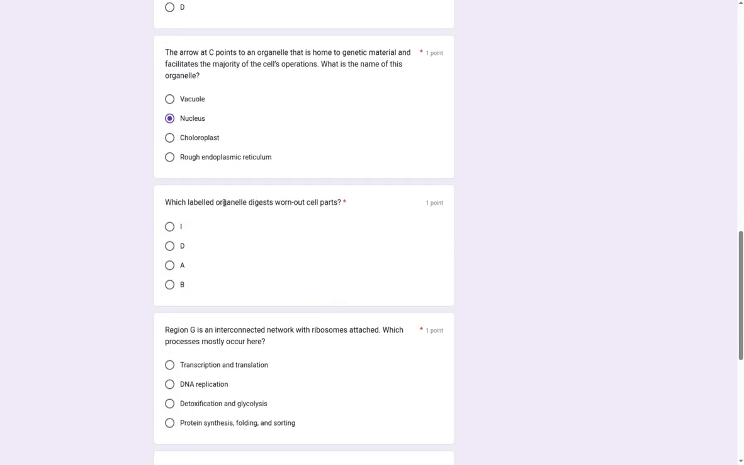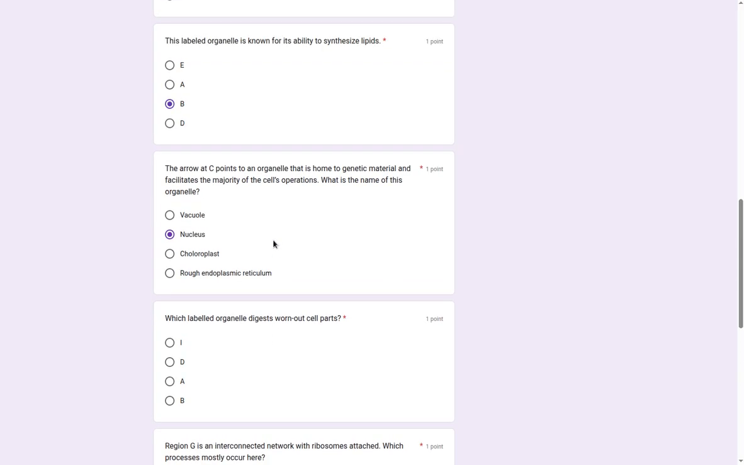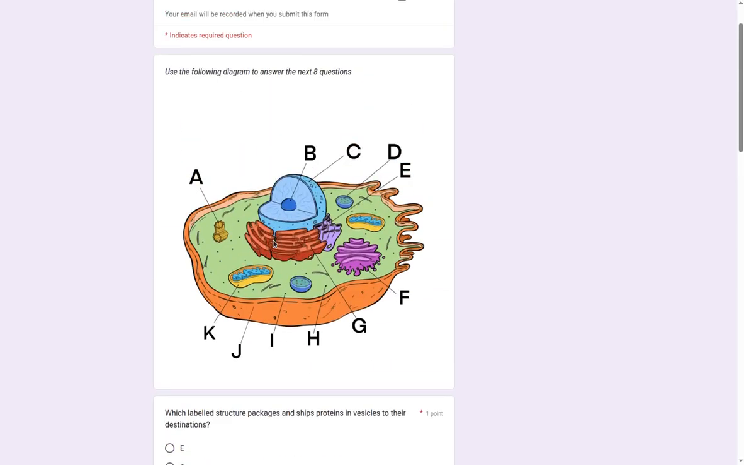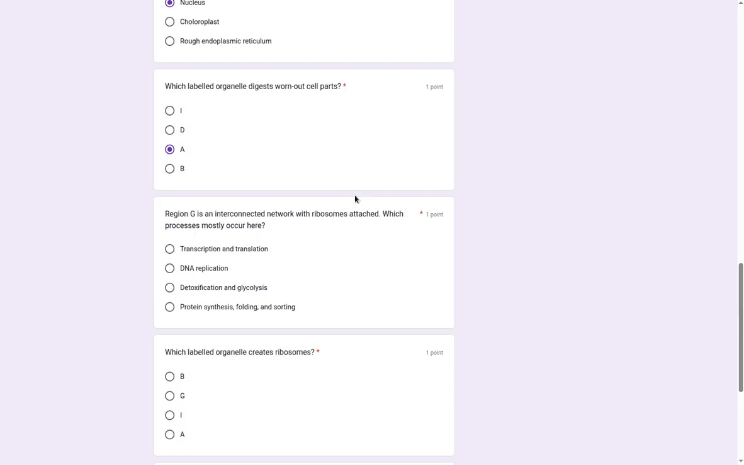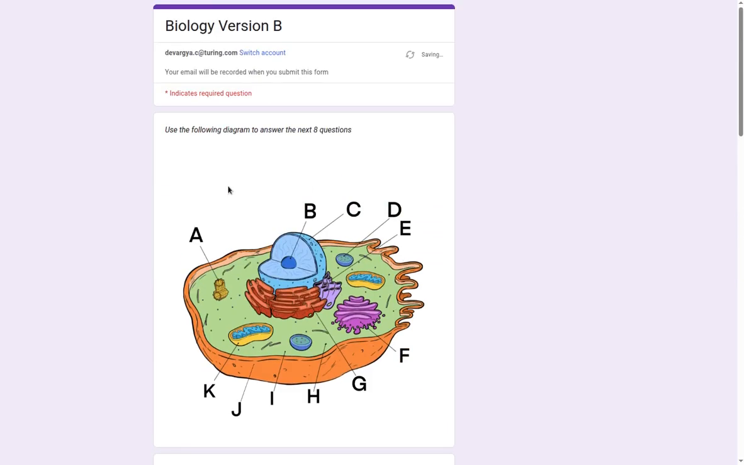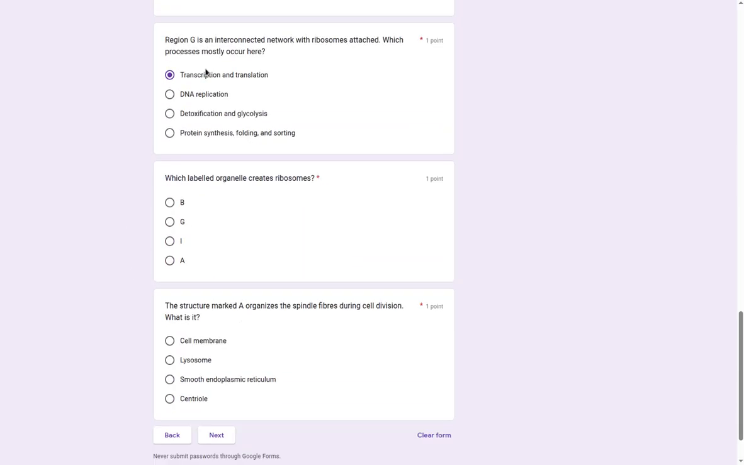Which labeled organelle digests worn out cell parts? Okay. I have no idea. It's A maybe. Who knows? Okay. Region G is an interconnected network. What process mostly occurs? I know only one thing. G. I have no idea what this is, but I know transcription and translation is an important process, so maybe this. I don't know. We'll see.